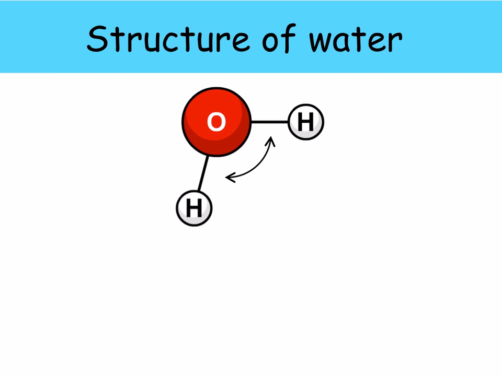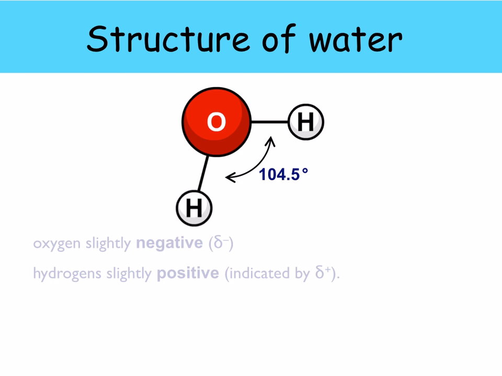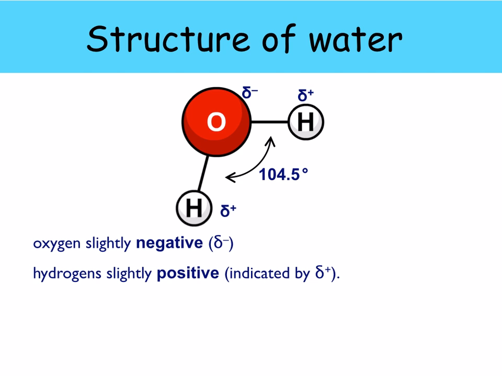Well, water is made up of one oxygen and two hydrogen atoms, and they form a triangular shape with an angle of about 104.5 degrees between them. Each hydrogen shares a pair of electrons with the oxygen. The oxygen has got a greater affinity for electrons than the hydrogens. This means that it's going to pull on the electrons more strongly. This makes oxygen slightly negative, so we say it's delta negative, and hydrogen slightly positive, delta positive.